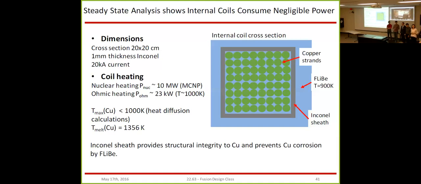Do you want to add? I was going to make a comment. One thing to think about is actually the image that you get, and we didn't have time to really assess this. Essentially, direct measurement of neutron transport in the FLiBe.